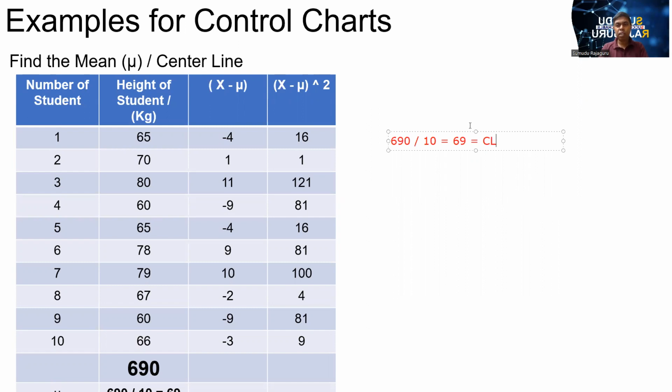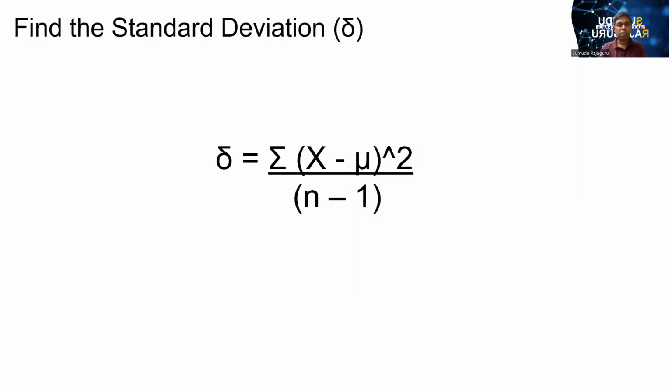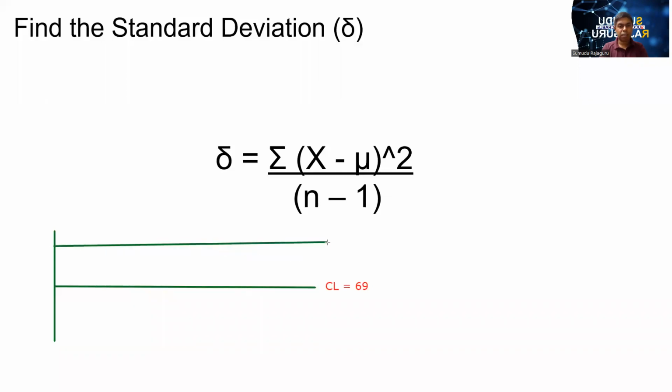After we find out the center line, now we have to find out the upper control limit and lower control limit. Again, I am drawing in here. This is the control chart. Now we already know the center line. Center line is 69. Now we have to find out the upper control limit as well as the lower control limit.